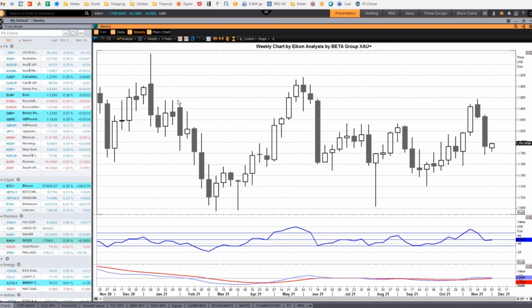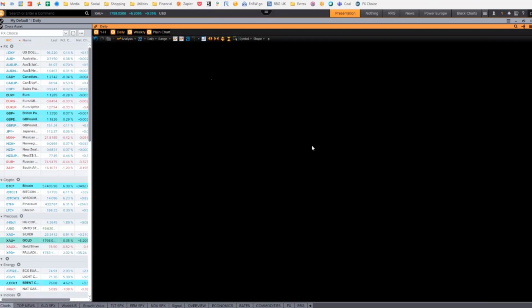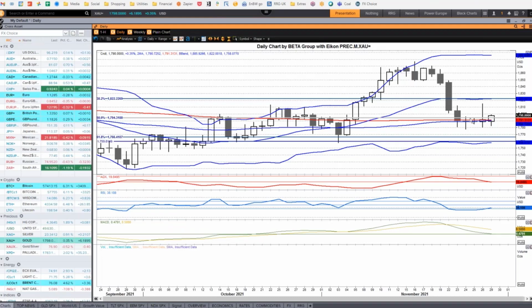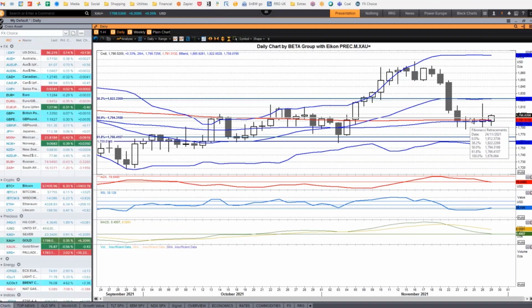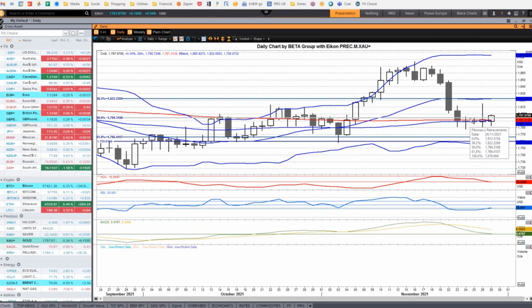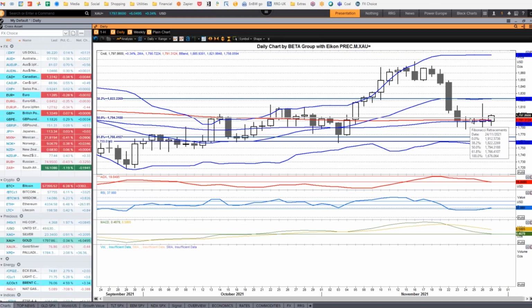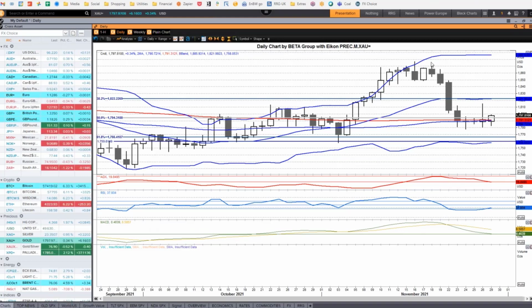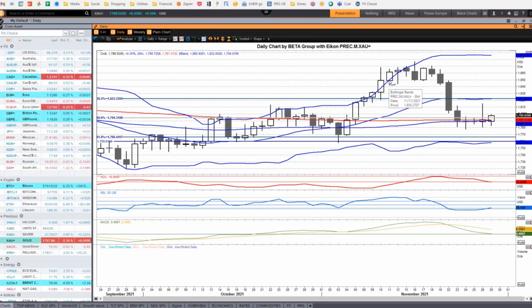So for a move up now, we needed to hold around here, 1760, 1786 area. We need to hold around this area. If we do see a move back into 1814 area, then break this level, could see a move up to 1850 area where there is more resistance up here. If momentum is really strong at that point, then 1875 can't be ruled out.